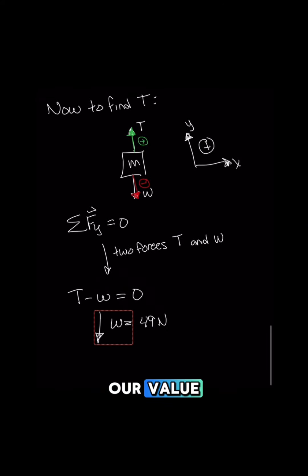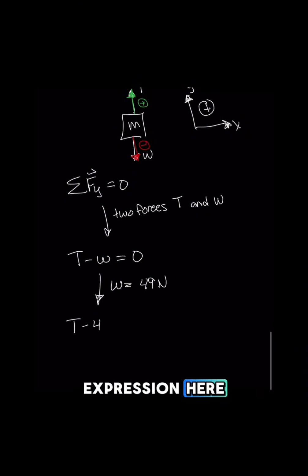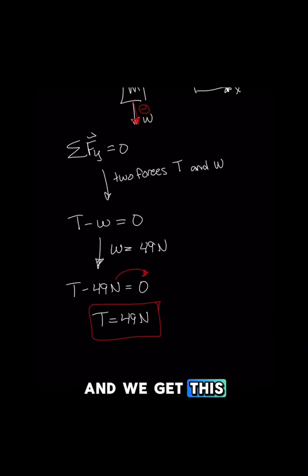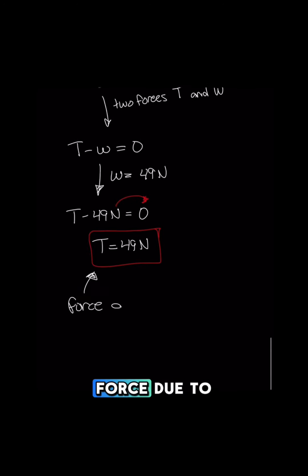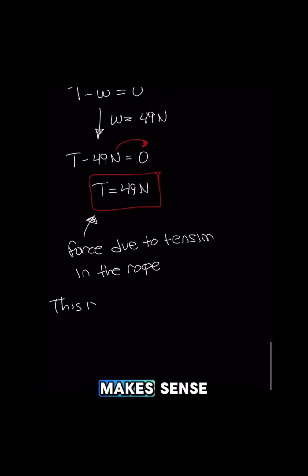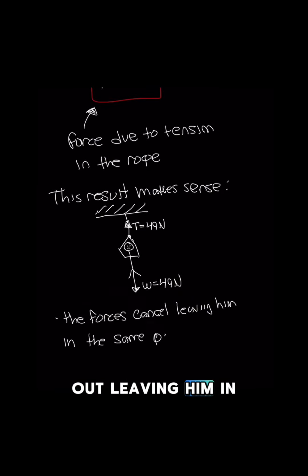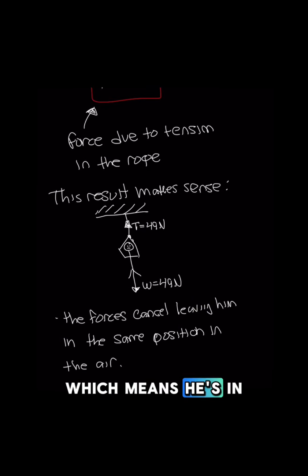If we plug in our value for weight, we get this expression here. Then we can bring the 49 newtons to the other side and it becomes positive, and we get this for the final answer. So this is going to be the force due to tension in the rope. And this result makes sense because when we look back at our diagram here, the forces cancel out, leaving him in the same position in the air, which means he's in equilibrium.